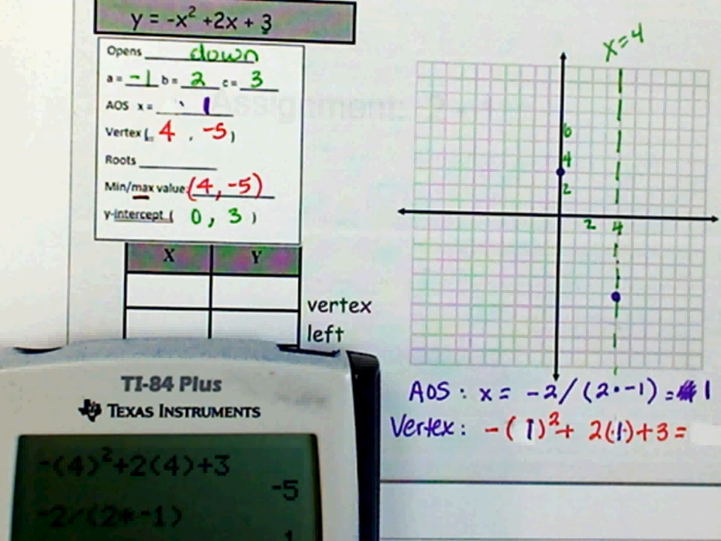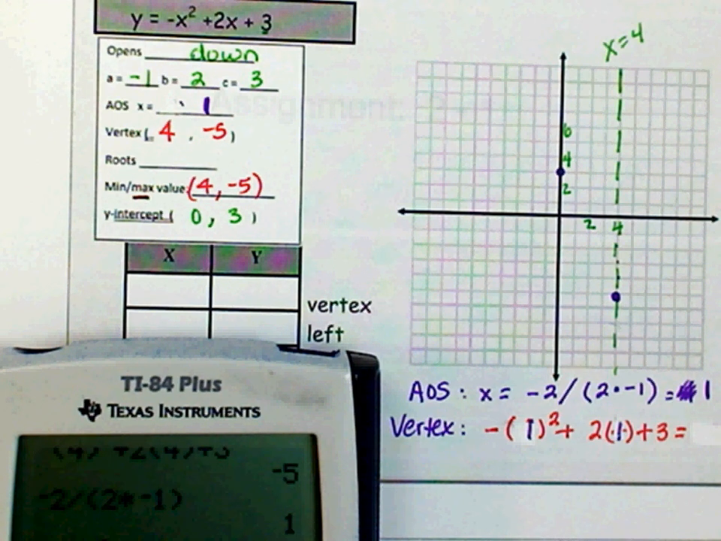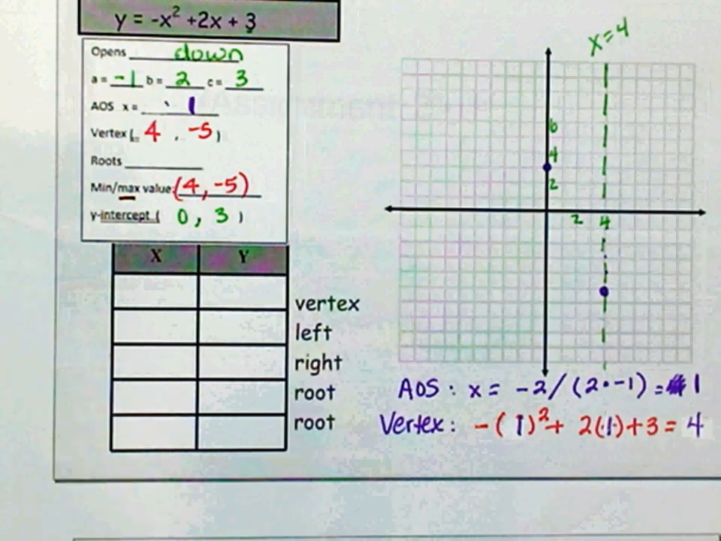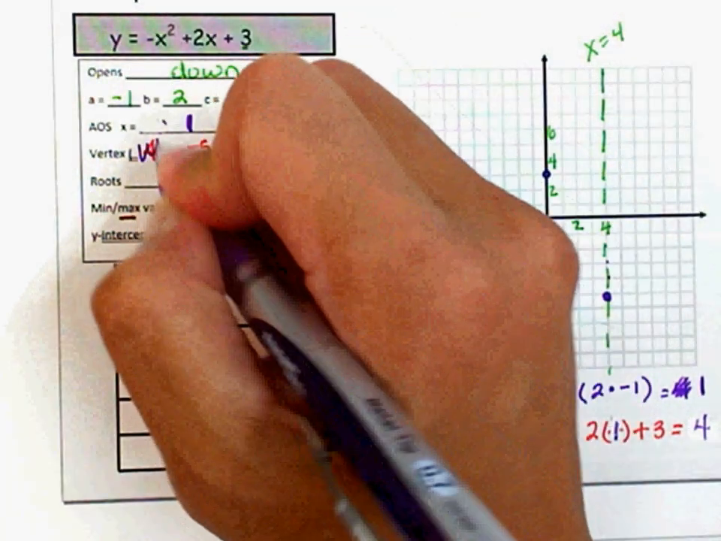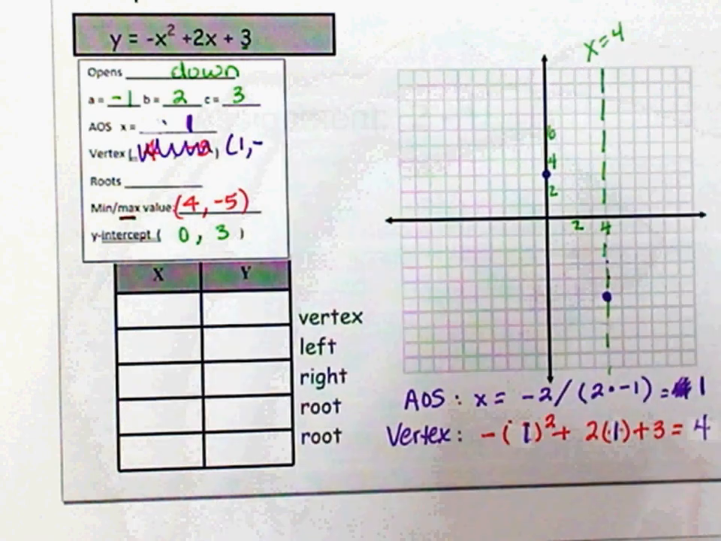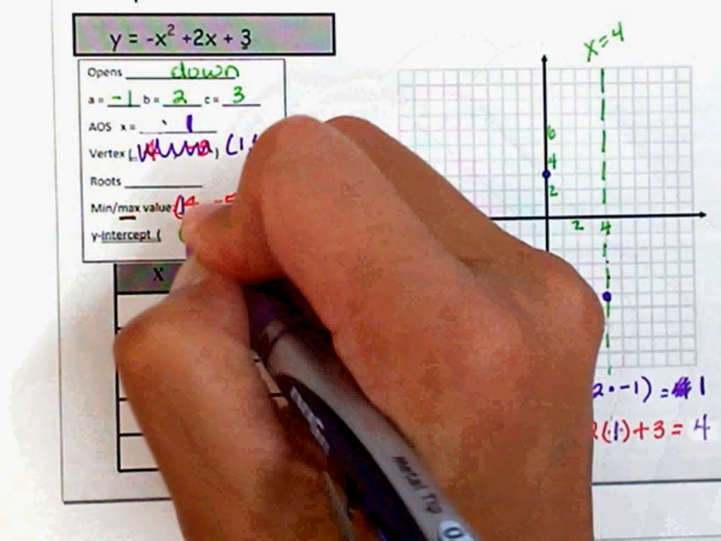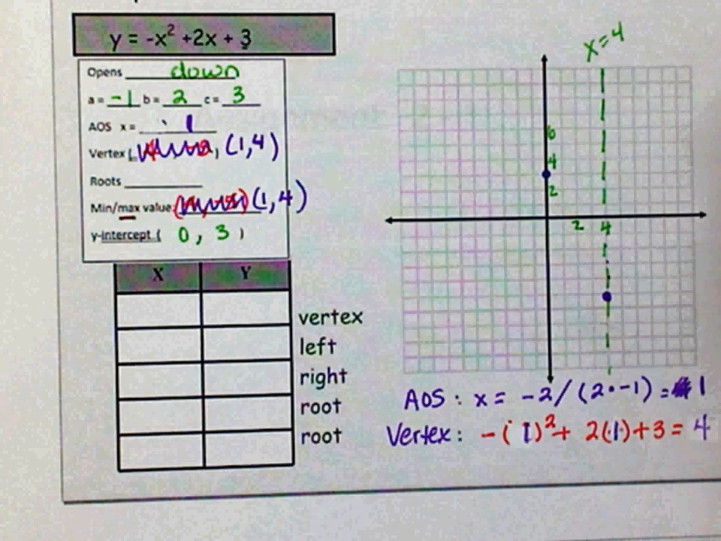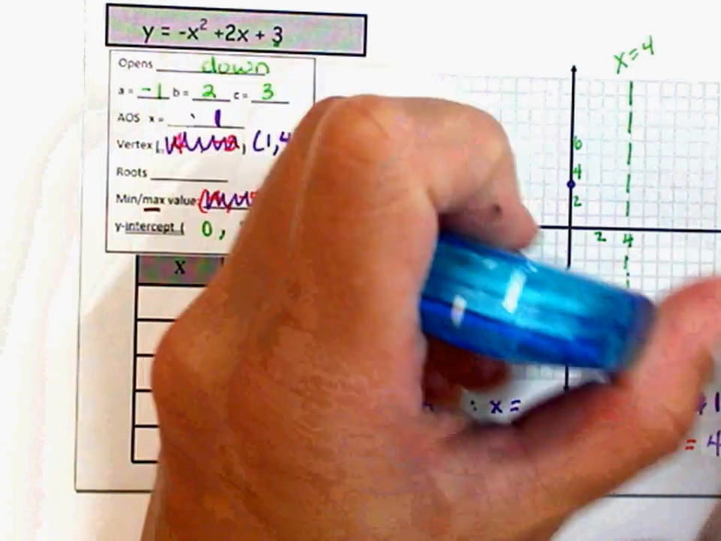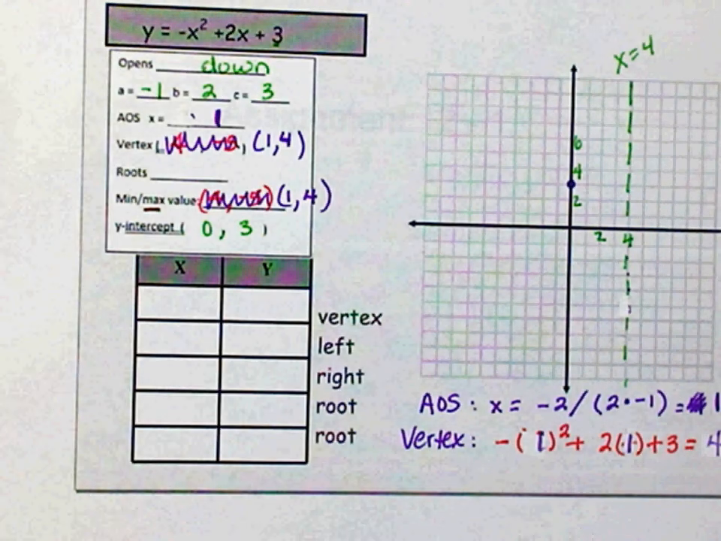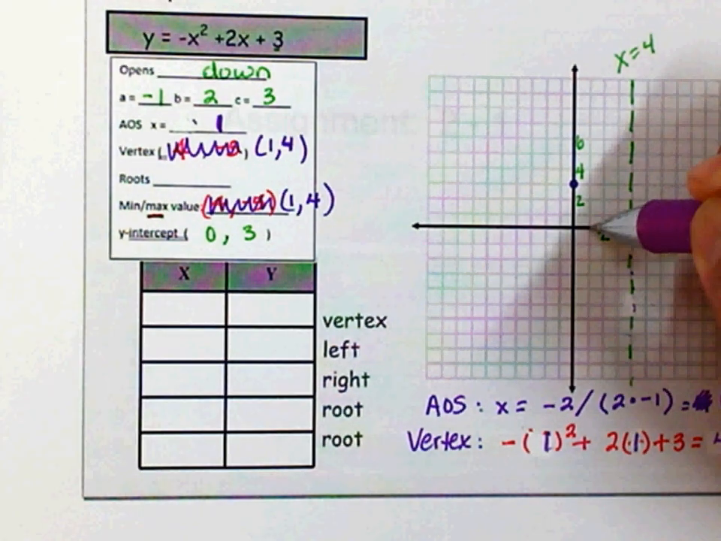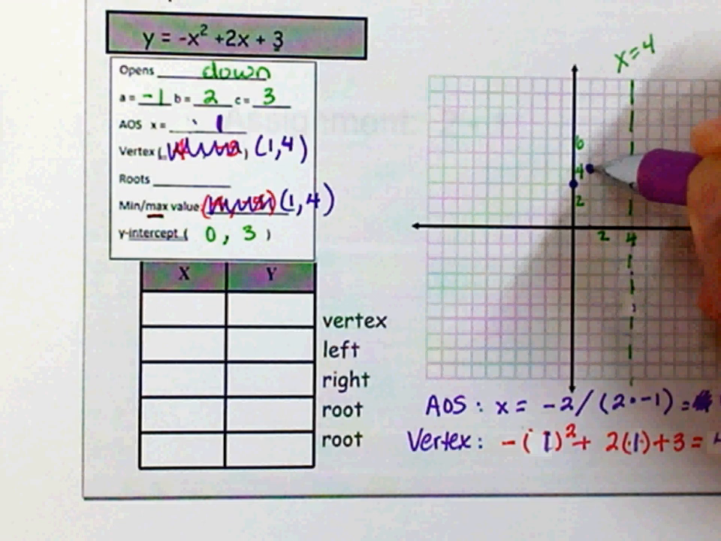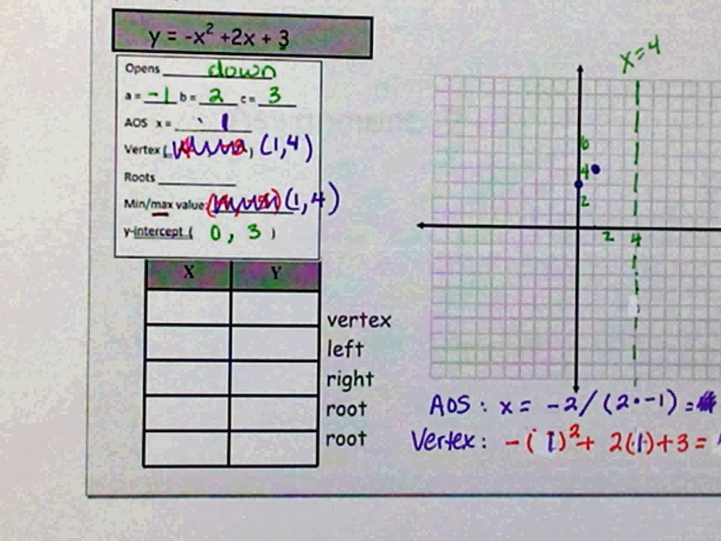All right, so here we go. Negative parentheses, square, plus 2, 1 plus 3, and that comes out to be 4. So our vertex is actually 1 comma positive 4, still a maximum. So this is not the right part. Okay? So 1, positive 4. There's my vertex.